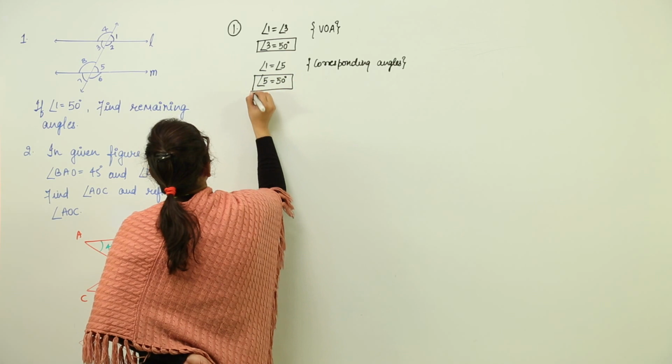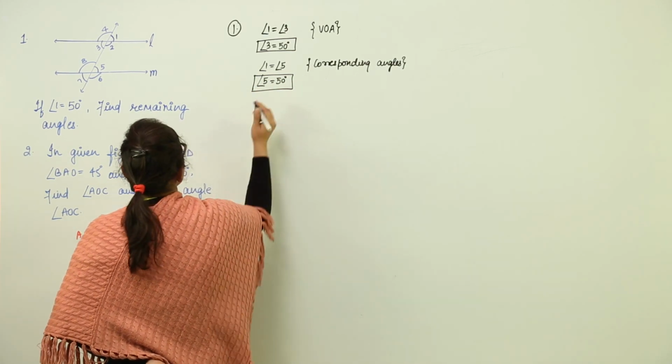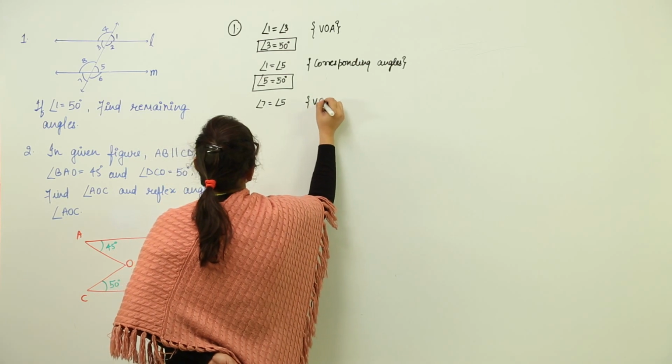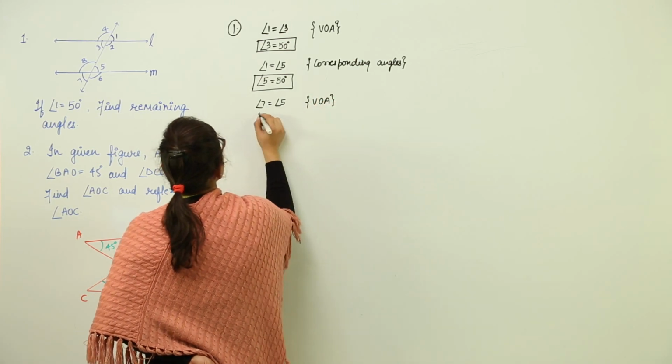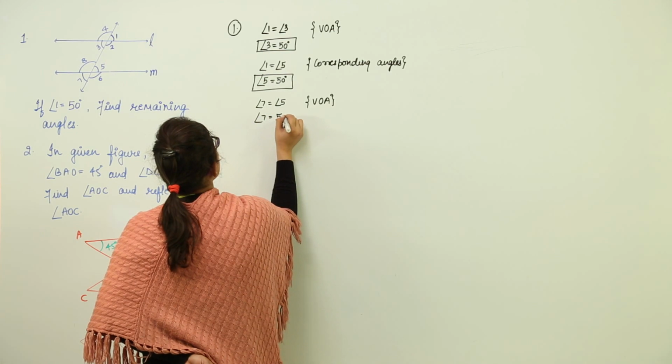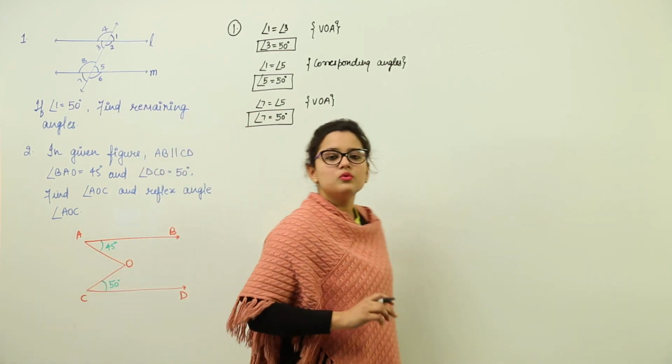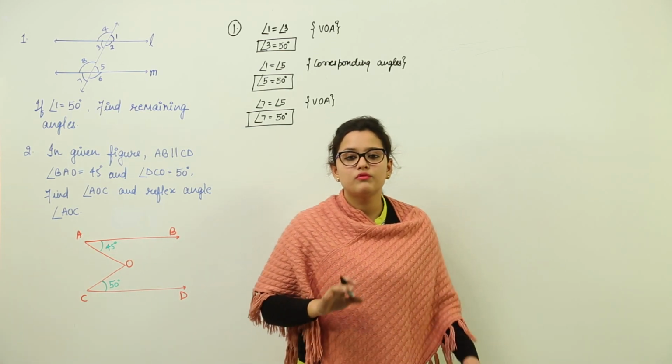Similarly, the next angle 7 is also going to be equal to angle 5. The similar reason, that will be vertically opposite. So we write angle 7 equal to 50 degrees. Now we have found the 3 unknown angles already. We are left with 4 yet.